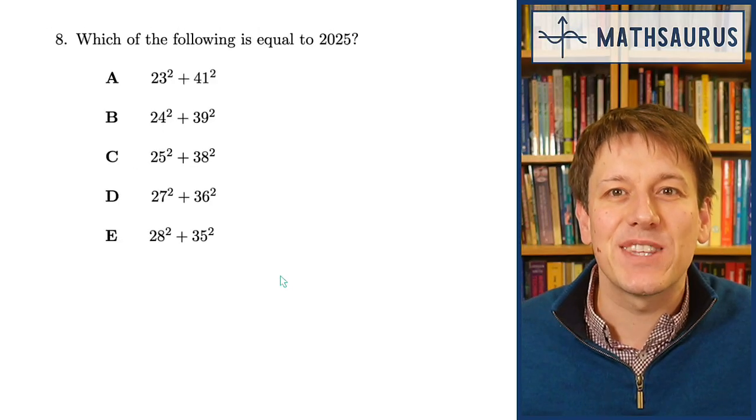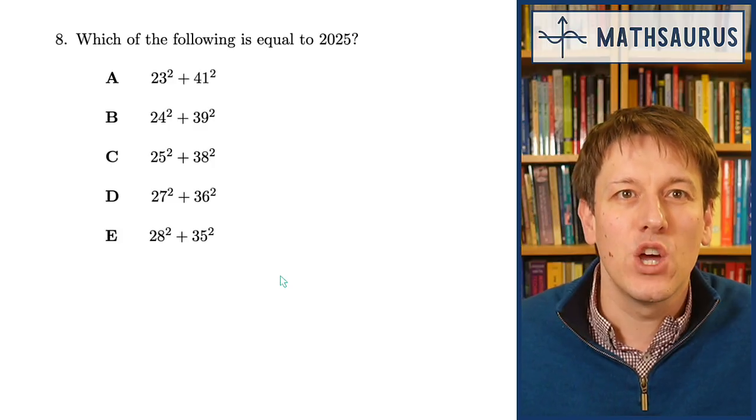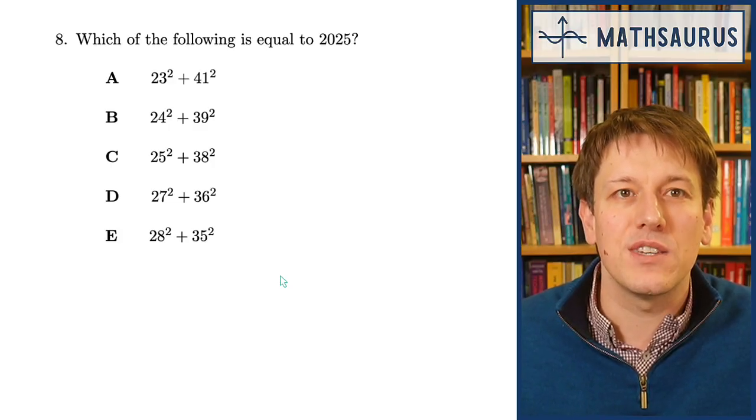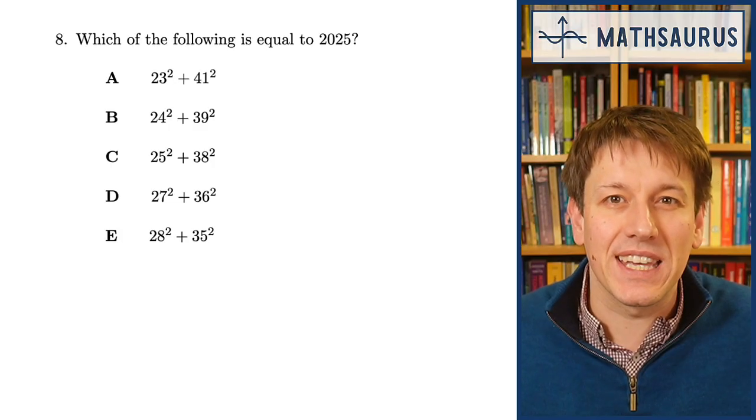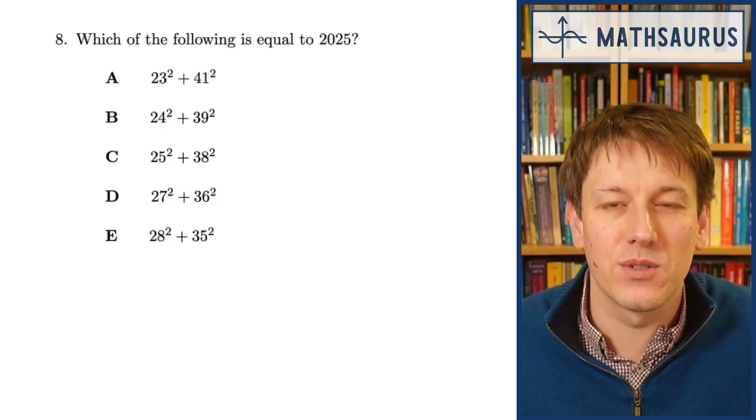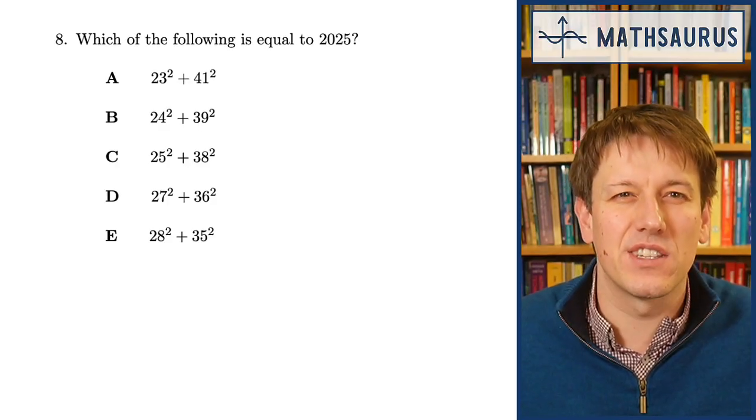Here's a 2025 maths challenge question that's got a neat trick in it. Which of the following is equal to 2025? We've got 5 options here, and clearly we're going to need to use the options to answer this question and to consider them one by one.